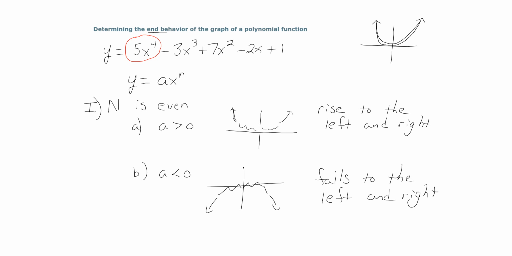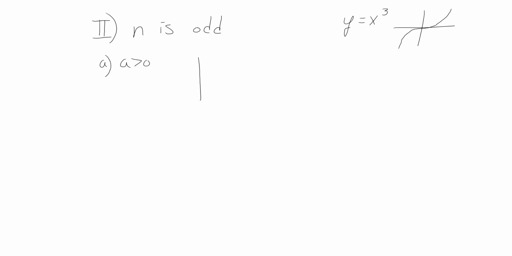Jump ahead, I ran out of room here. The other scenario, number 2, is if n is odd. We probably know what x cubed looks like. X cubed looks something like this. So if a is greater than 0, we don't know exactly what happens in the middle, but we know it's going to fall to the left and rise to the right.